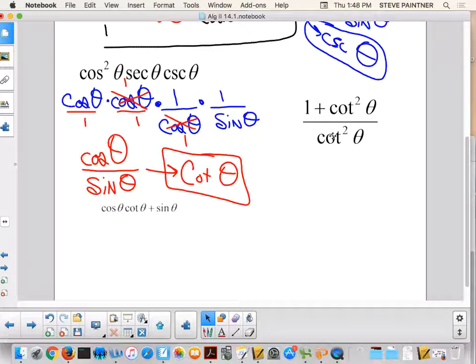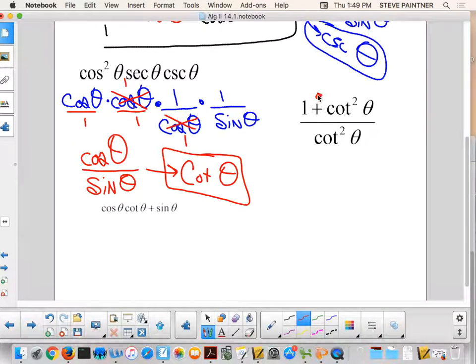Can they cancel? Here's the deal. I wanted somebody to say that, and finally Molly said it. The answer is no, Molly. I knew you'd say it. You cannot cancel cotangent with cotangent.